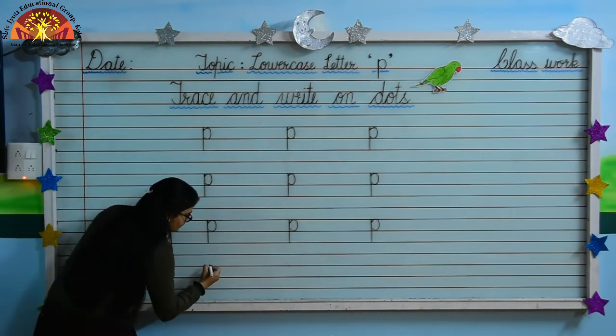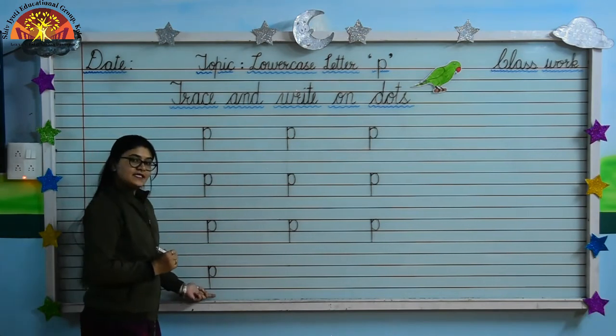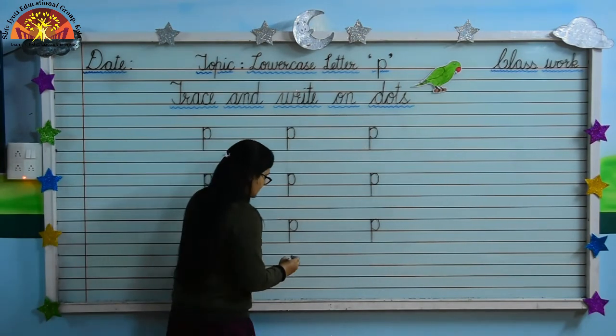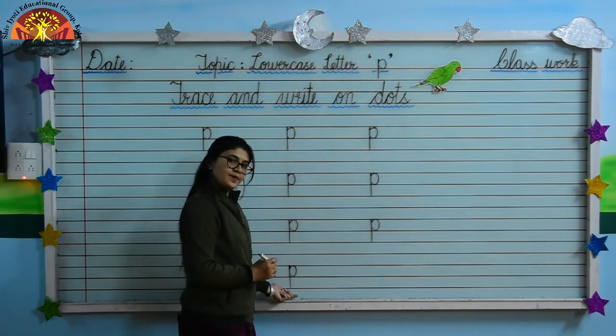Write it once again. Put your pencil here. Draw a standing line and small curve like this. Lowercase letter P. Write it again. Put your pencil here. Draw a small standing line and small curve below the starting point like this. Lowercase letter P.